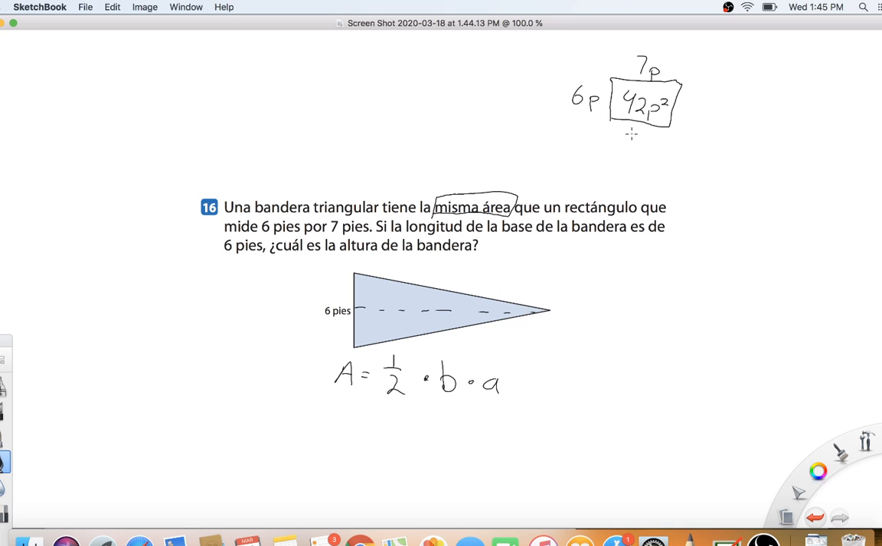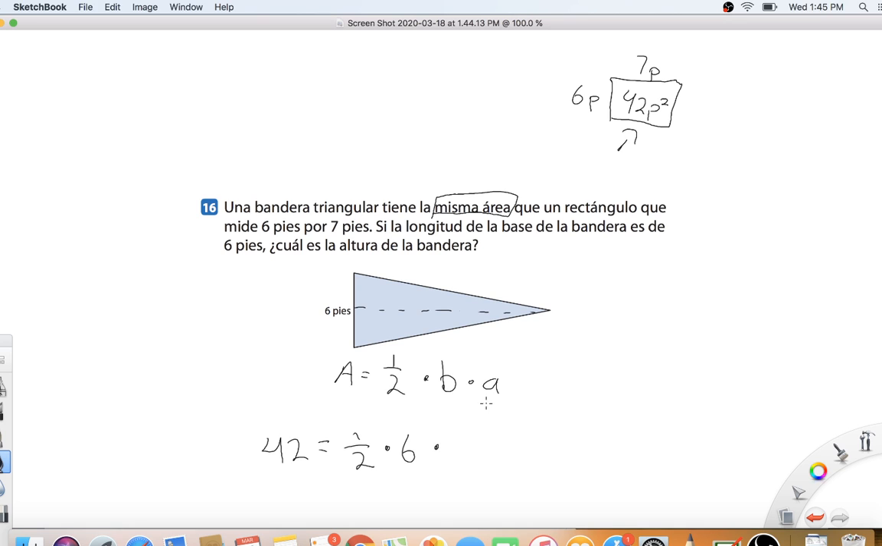Ahorita ya tenemos el área, porque sabemos que el área es 42. Es la misma área que el rectángulo. Así que en vez de la A, va a decir 42. Eso es lo que tiene que igualar. La mitad se queda ahí, la base se queda ahí, que es 6. La altura es la que nos falta.